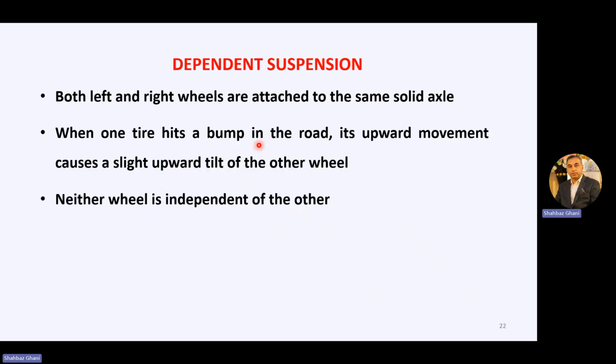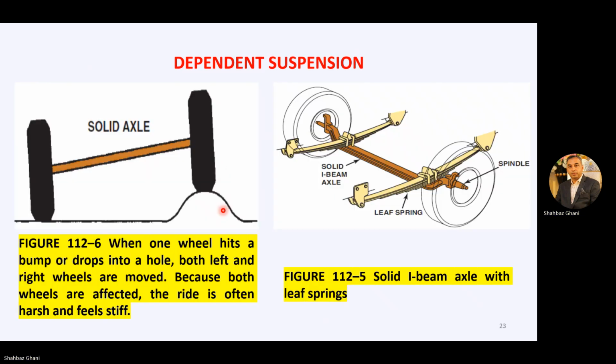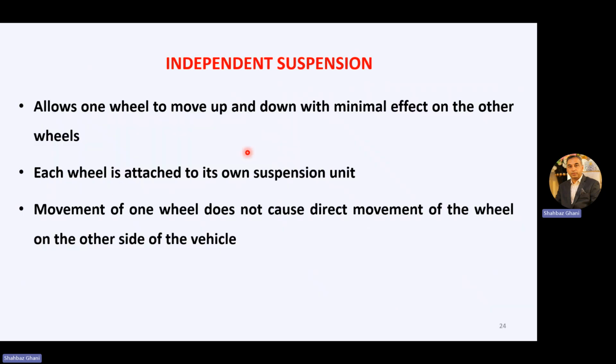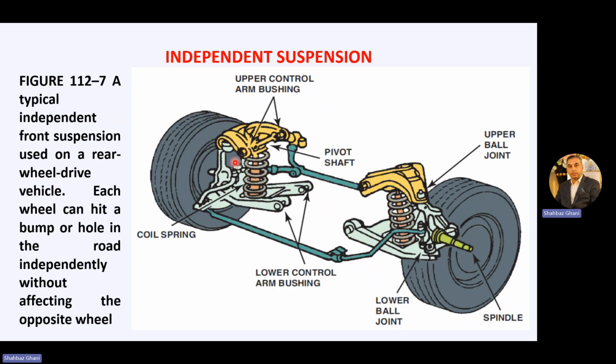Then a few words about the dependent. Both wheels are dependent on each other. If one wheel felt something, the same is transferred to the other wheel. And a solid axle is used in the dependent suspension system. In an independent one, both wheels are independent of what is happening to the other wheel, generally.